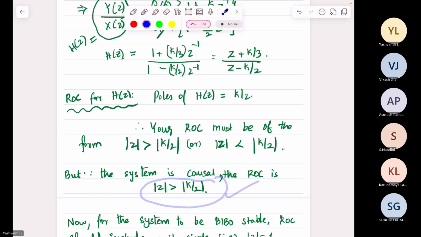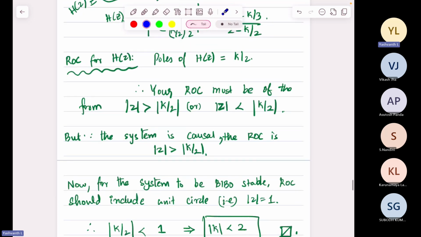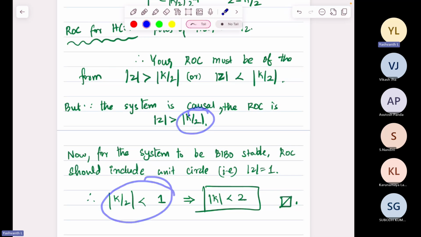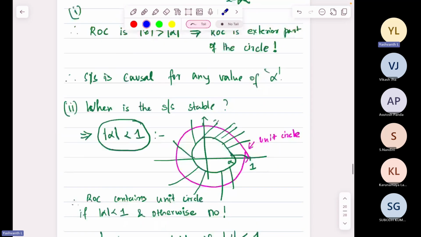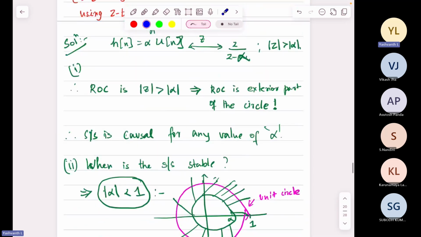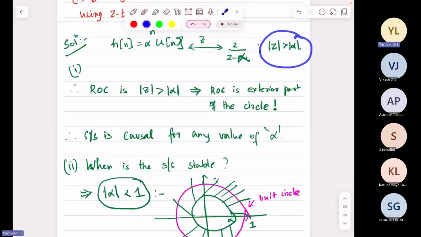Since the system is causal, the ROC is mod Z greater than K by 2. Now, what is the requirement? It should be stable. It's already given that it's causal. Now it should also be stable. That means this K by 2 should be less than 1. Only then will the unit circle be inside the ROC. Just like the previous question, right? In the previous question also we said mod Z greater than alpha is the ROC, and only if alpha is less than 1 will the ROC contain the unit circle for it to be stable.